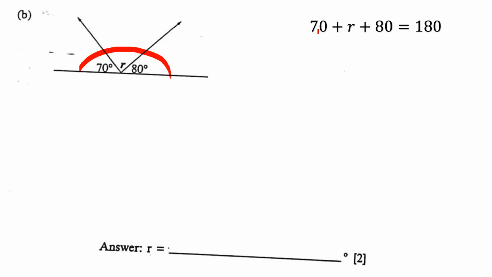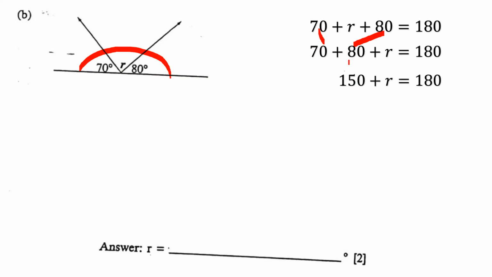What we can do here is group 70 and 80 together. So we put 70 plus 80. And what is 70 plus 80? Well, that's going to give us 150.